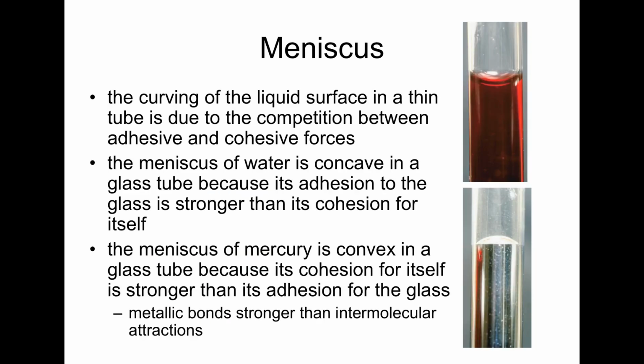So we can actually see two pictures of the different kinds of meniscus here. This is our regular meniscus, and this is an inverted meniscus. That's actually mercury. And for a regular meniscus, we would be reading to the bottom. For an inverted meniscus, we would be reading at the top.